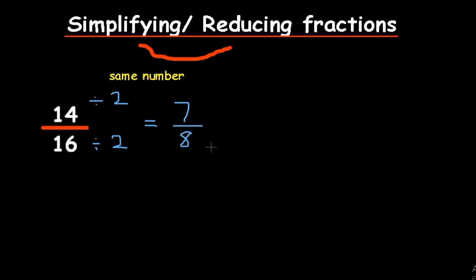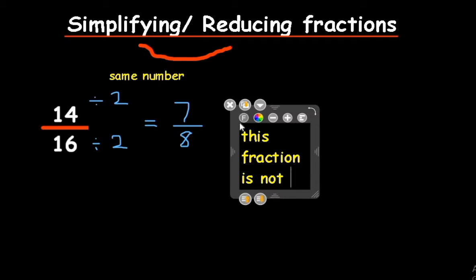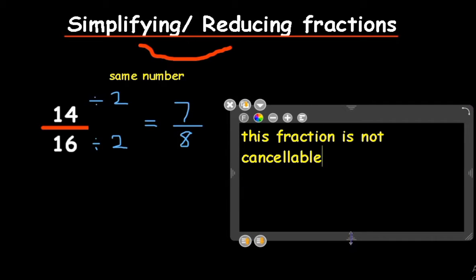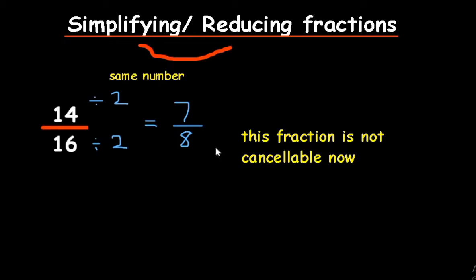This is a proper fraction and now it cannot be further reduced. This fraction is now not cancelable anymore. You cannot cancel, reduce, or simplify this fraction anymore, because this is a proper fraction and there is no number which can divide 7 and 8 together.